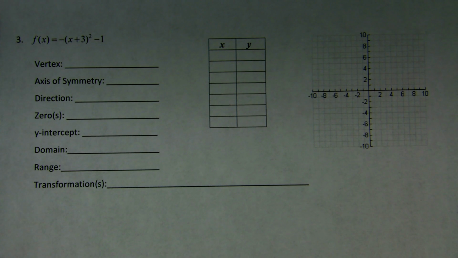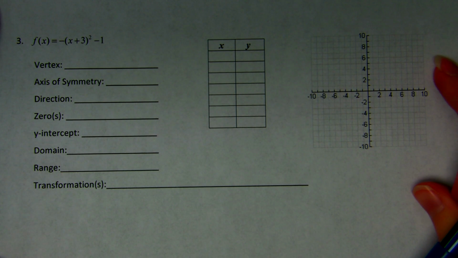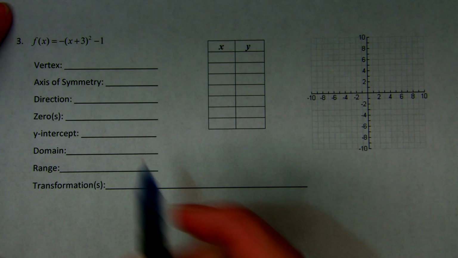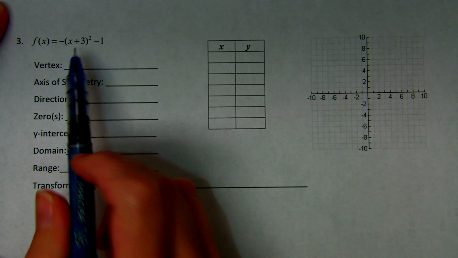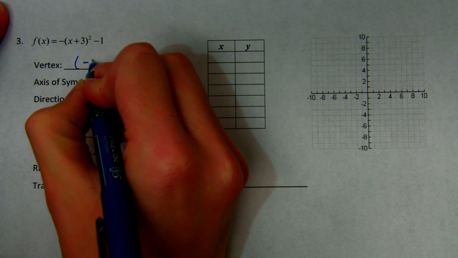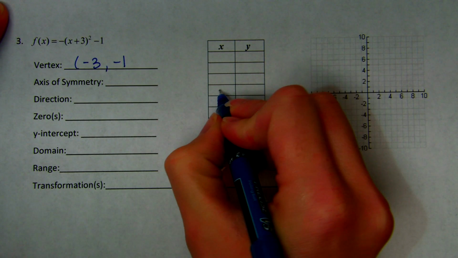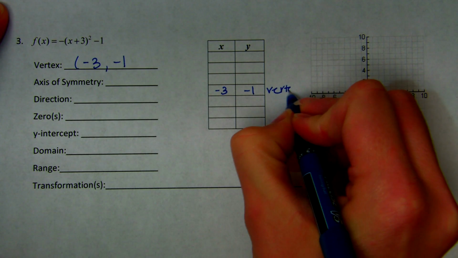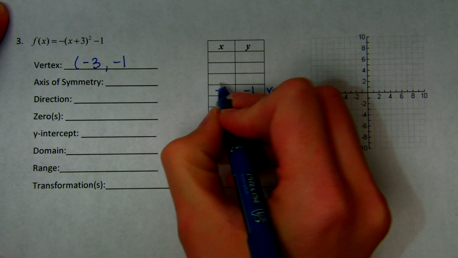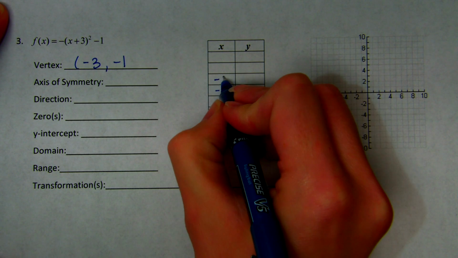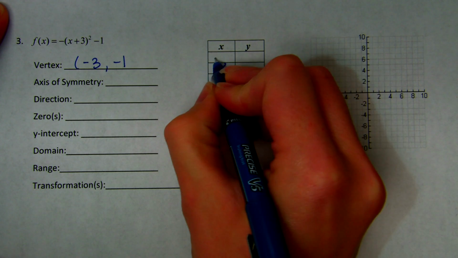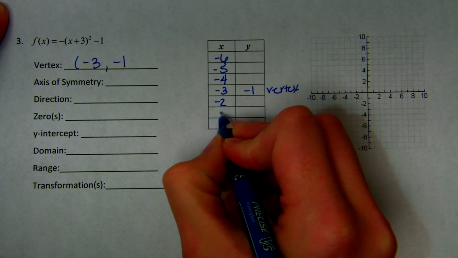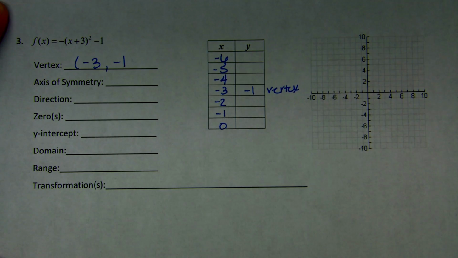Right here. And again, the first thing we do for any of these problems is we identify the vertex. And so here's my vertex right here. It's -3, -1. And I'm going to put that right in the middle of my table and label it. I'll go ahead and fill in my x values. This should be -4, -5, -6, and this should be -2, -1, and 0.